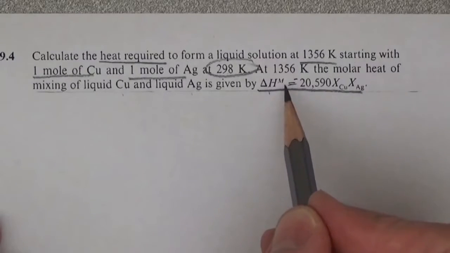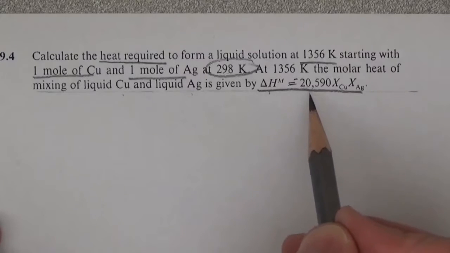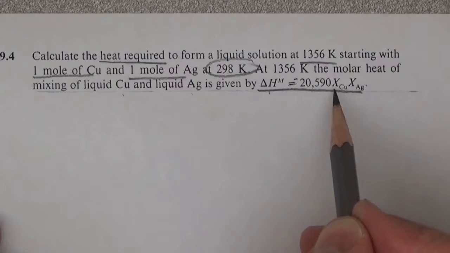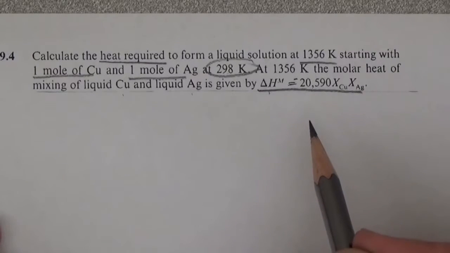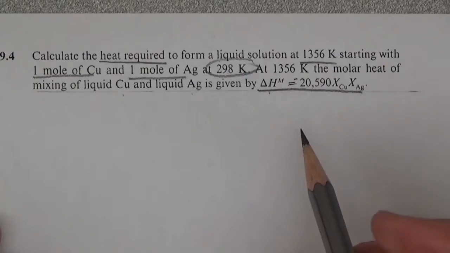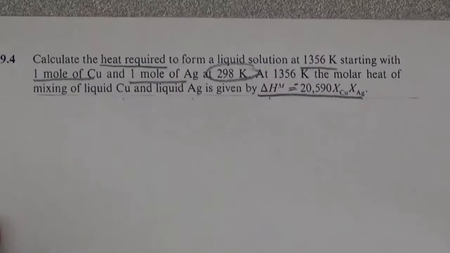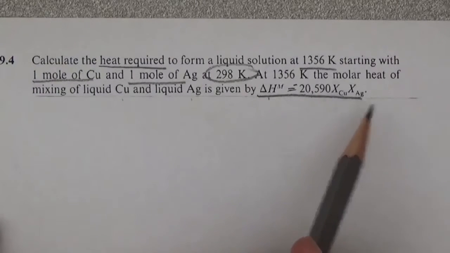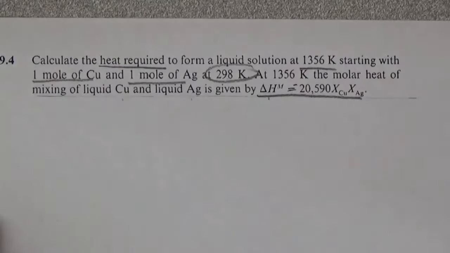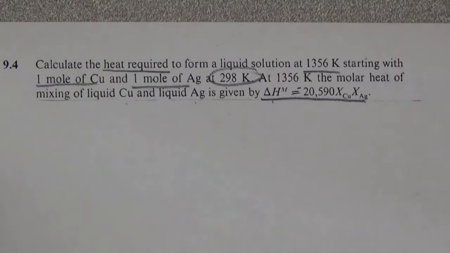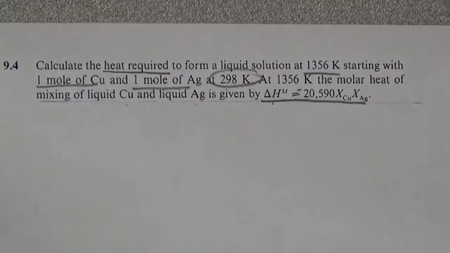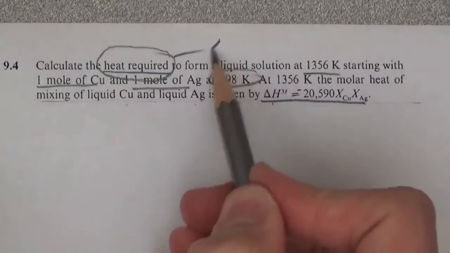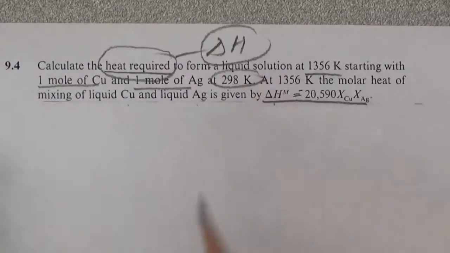And my book's old, so it has a little typo, but it should be minus 20,590 times the mole fraction of copper and the mole fraction of silver. Okay. And because we have 1 mole of each, we know that XCu and XAg are both 0.5. Okay, so this problem is asking about the heat required. So that is the change in the enthalpy.